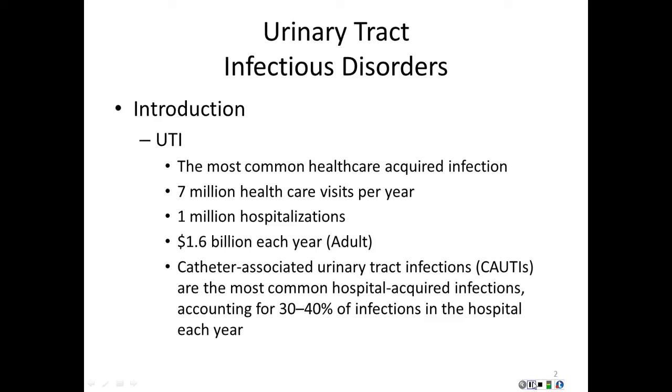Urinary tract infections are the most common healthcare-acquired infection. About 7 million healthcare visits occur each year because of urinary tract infections, which ends up being about 1 million hospitalizations. The cost annually for the United States is about $1.6 billion a year, and that's just looking at the adults. The big thing is that catheter-associated urinary tract infections are the most common hospital-acquired infections, accounting for 30 to 40% of infections in hospitals each year.